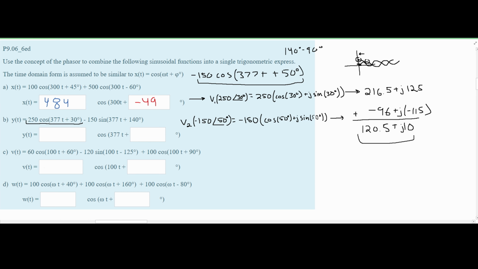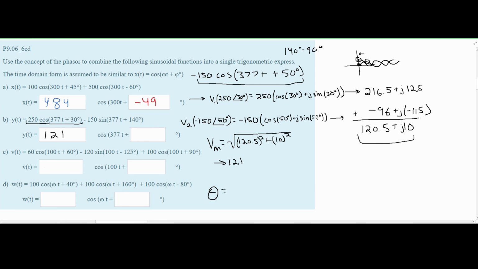To convert this, we are going to use our Vm and set that equal to the square root with our first part, this 120.5 in it, squared, plus our second part, which is the 10, and this is also squared. And this is going to give us a Vm of approximately 121. Now we want to find our theta. This is going to be measured in degrees, so this is going to go right here.